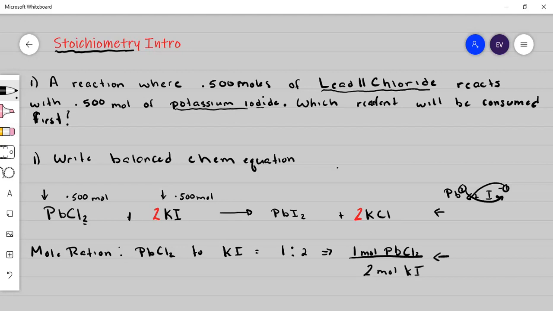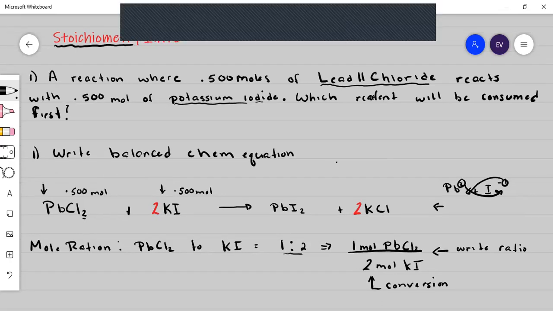This is how I want you to write the ratio from now on, okay? You can find it using this method here, but I need you to write it like this because this is also going to serve as a conversion factor. And guys, that's basically all stoichiometry is: using a balanced chemical equation to convert from one compound to another in terms of quantities or moles or atoms, using the mole ratio as a conversion, okay?